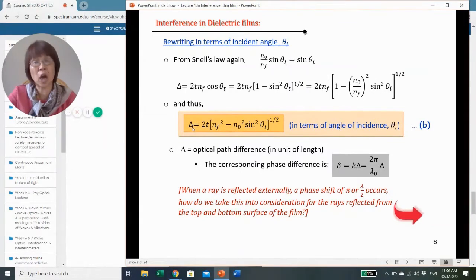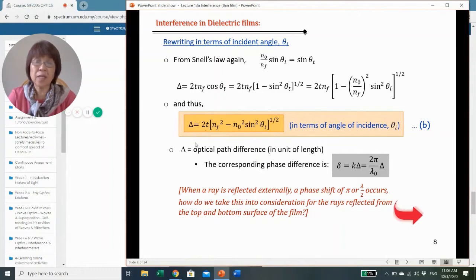So finally, the optical path difference between beam 2 and beam 5 would be equal to 2t into NF squared minus N0 squared sine squared theta i, and you root this bracketed term. So that's written in terms of theta i as well as the refractive index of the thin film, the refractive index of the medium from which the incident beam comes, and also the thickness of the film.